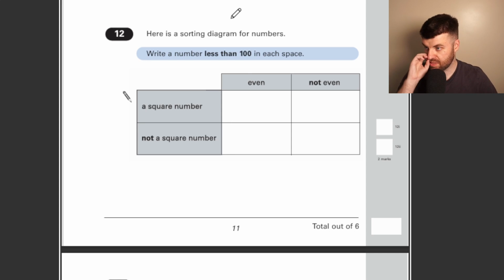Question 12, here's a sorting diagram for numbers. This question is really interesting because there are literally like tens of answers. There's loads of answers we can write down. Write a number less than 100 in each space.